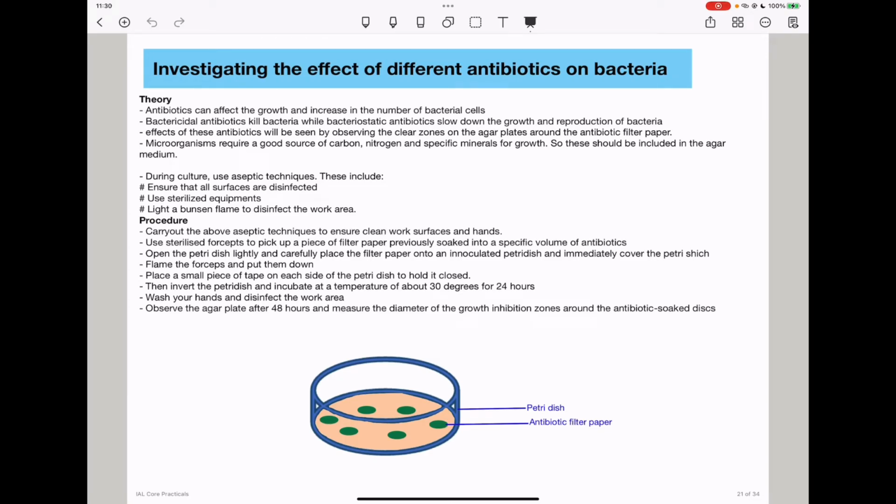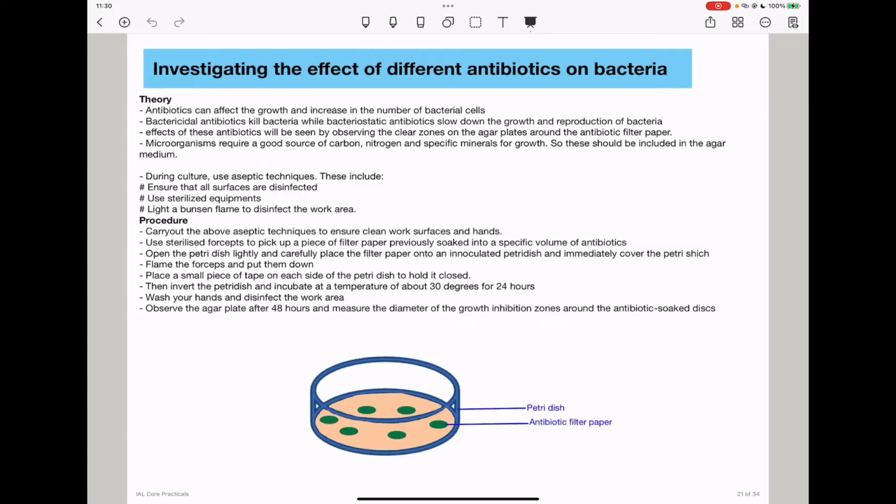We know that antibiotics can affect the growth as well as the increase in the number of bacterial cells. So using antibiotics is going to decrease the bacterial growth or it's going to kill bacteria. We have two different types of antibiotics. Some are called bactericidal and others are called bacteriostatic. The bactericidal antibiotics will kill the bacteria, while the bacteriostatic antibiotics slow down the growth and reproduction of bacteria. We can observe the effects of antibiotics by observing the clear zones on the agar plates around the antibiotic filter paper.